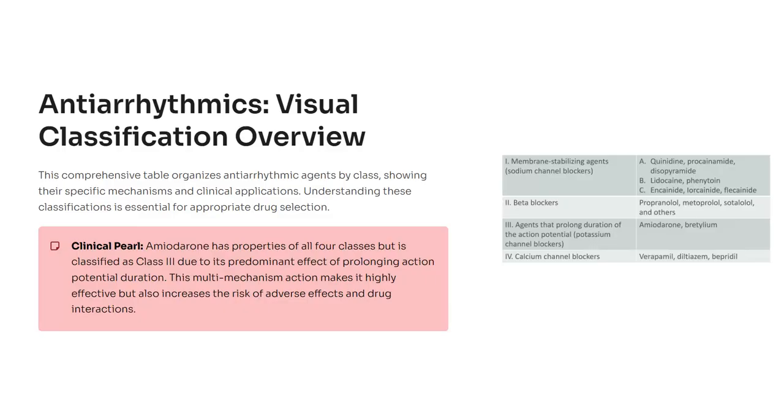Okay, so your beta blockers are the propranolol, metoprolol, sotalol. Listen to those words. Agents that prolong the duration of action potential, like potassium channel blockers and amiodarone, calcium channel blockers, verapamil, diltiazem, and then the sodium channel blockers, lidocaine, quinidine, procainamide. Think about the ones you know.